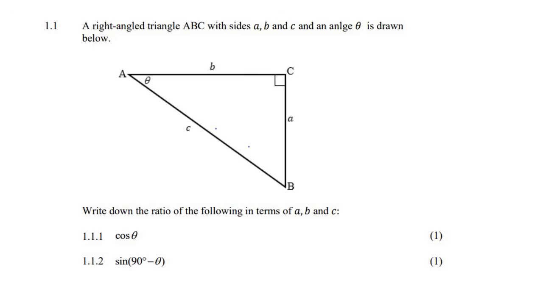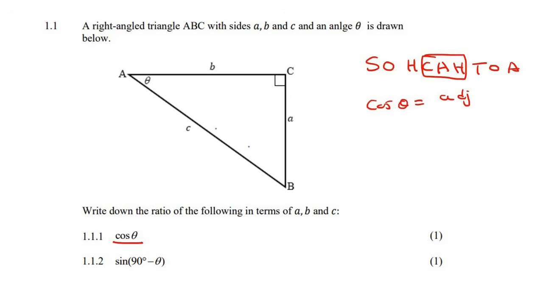A right angled triangle ABC with sides A, B, and C and an angle theta is drawn below. Write down the ratio of the following in terms of ABC. Okay, so for 1 mark, we need to get cos theta. So here we typically use SOHCAHTOA or whatever else your teacher has taught you on how to remember sin, cos, and tan. Now they've asked us for cos, so that means that cos theta is equal to adjacent, that's what the A stands for, over the hypotenuse, that's what the H stands for over there.